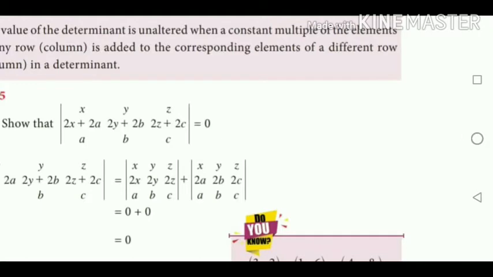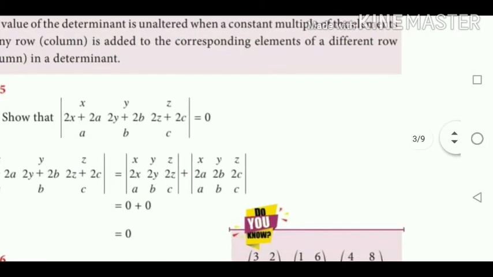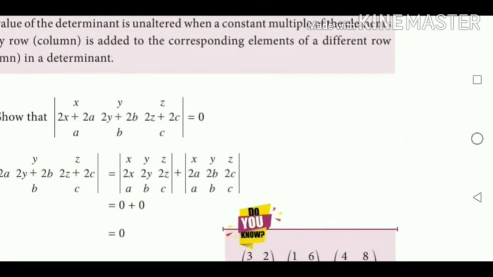Okay, in the second row only. In the first and third row there is no change. So there is no change in the first and third row, but in the second row only I am splitting the determinant elements into two determinants. Because two elements are there, therefore I am splitting into two determinants.